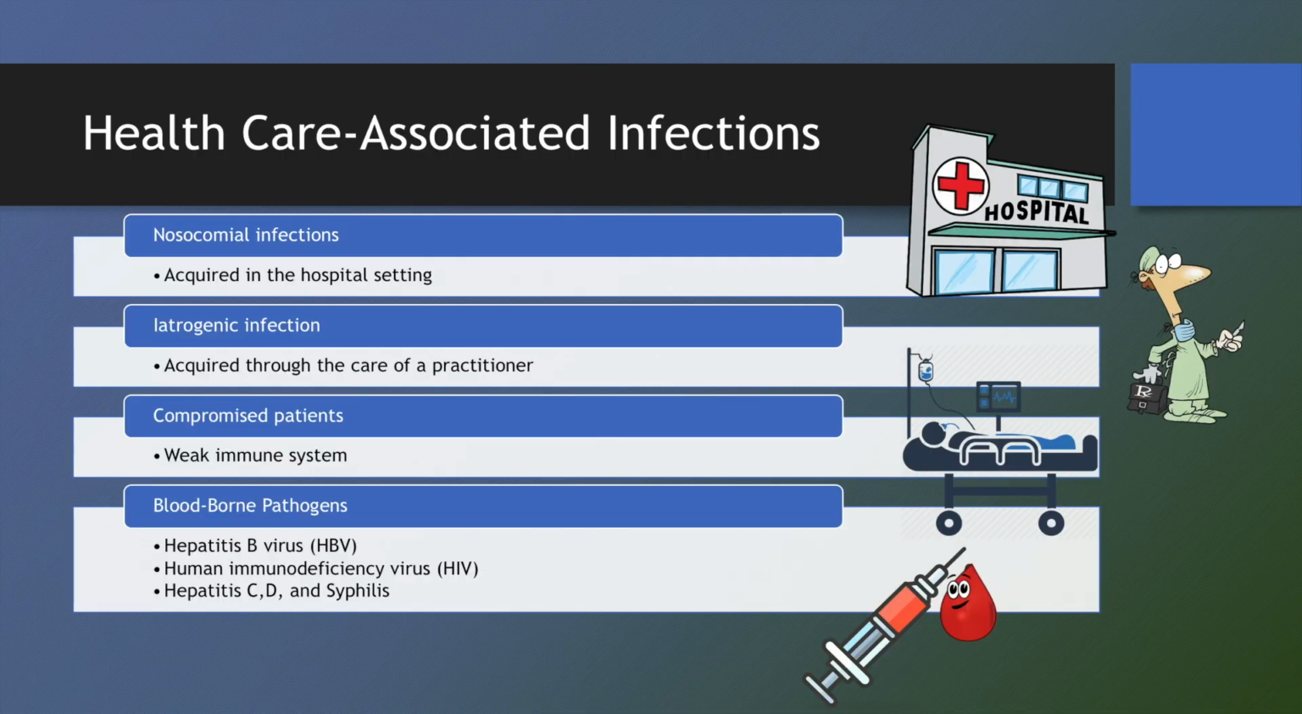Healthcare associated infections. Nosocomial infections are acquired in the hospital setting where most of the people are sick. The place can have certain areas that are contaminated, like the seats, beds, and doors. Iatrogenic infections are acquired through the care of a practitioner, when the healthcare practitioner gives the wrong order of prescriptions or performs the wrong procedure. Compromised patients are those with a weak immune system, and blood-borne pathogens such as hepatitis B virus, human immunodeficiency virus, hepatitis C, D, and syphilis.